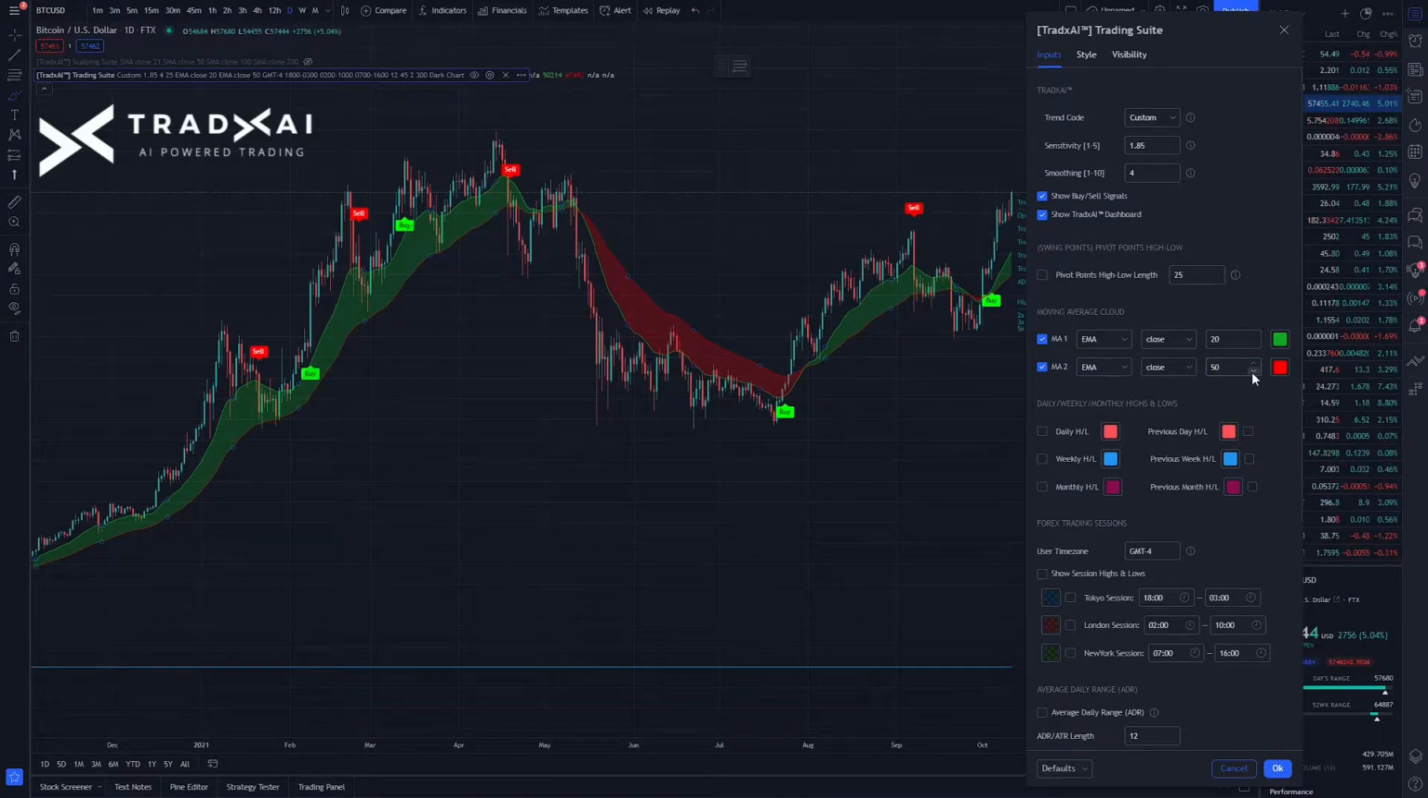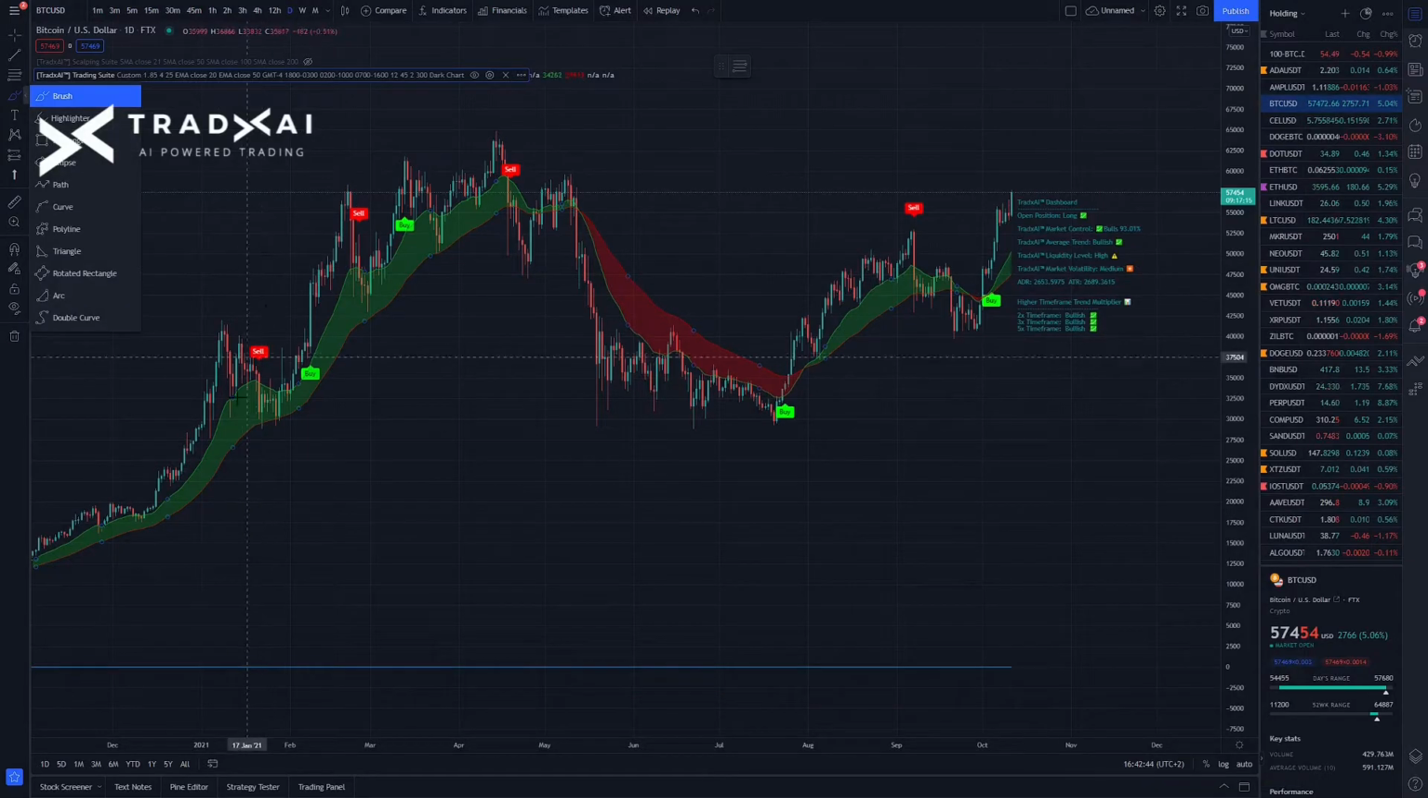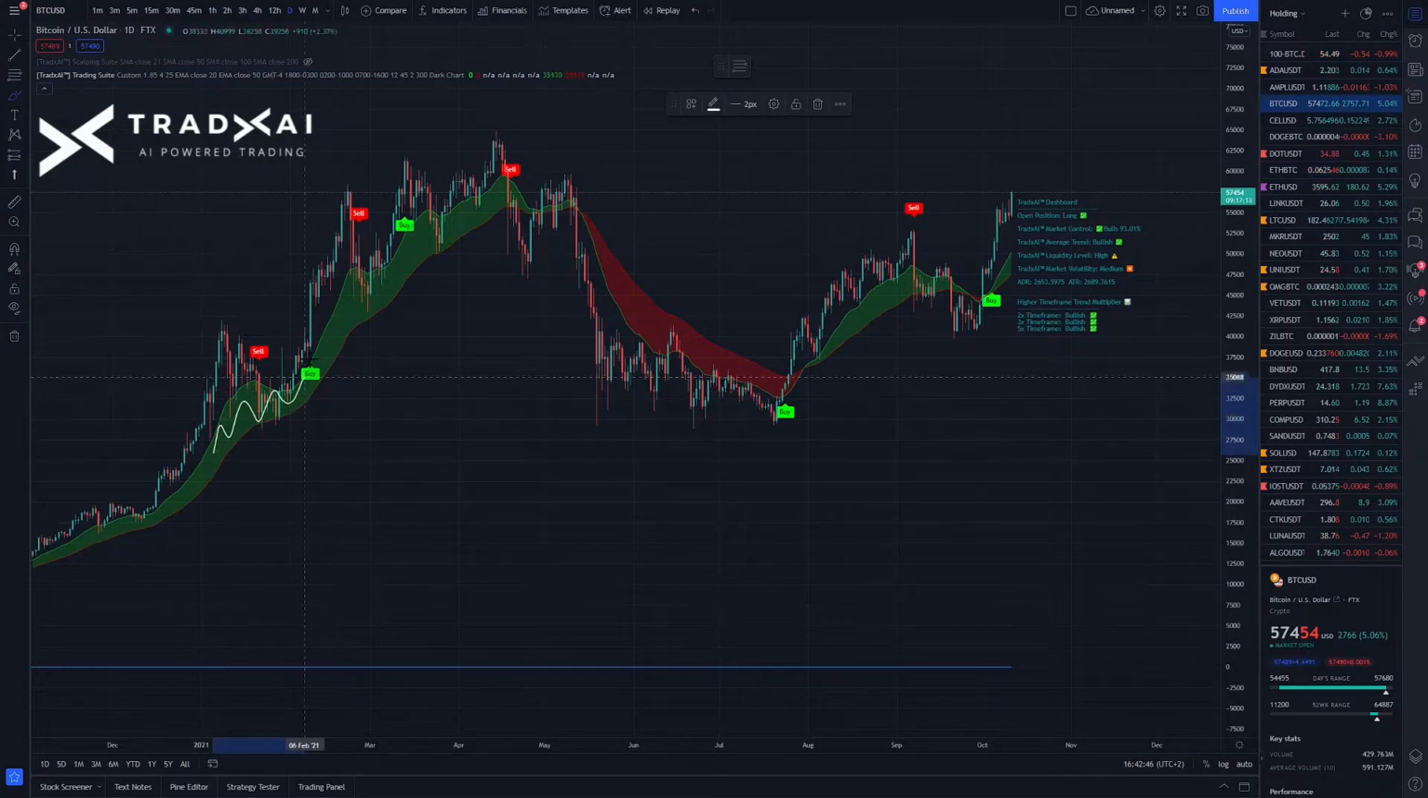EMA Cloud is part of the trading suite and will be turned on when you insert the script in TradingView. You can always turn that on and off or change settings. Now let's check the situation on the chart. When 20 EMA is above 50 EMA, the cloud becomes green and indicates a bullish trend. This is a great time to buy.